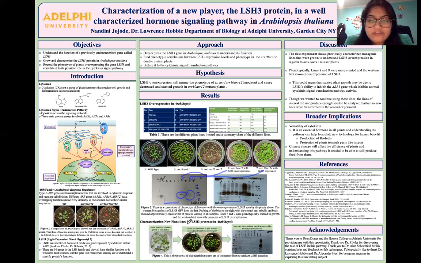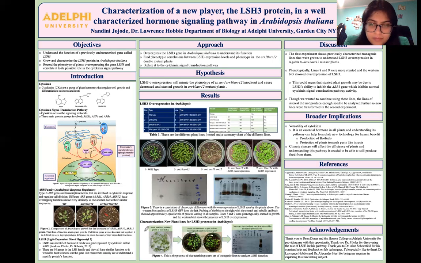So these results were very promising. The bands of LSH3 overexpression are indicative that the stunted plant growth may be due to LSH3's ability to inhibit the ARR1 gene, which inhibits the normal cytokinin signal transduction pathway. However, since these plants did not fully develop, they did not produce seeds to be analyzed for more testing. So I then made new plant lines with LSH3 overexpression. My project currently is to grow these new plants and characterize them for LSH3 overexpression to make sure that we mutated the plants correctly.